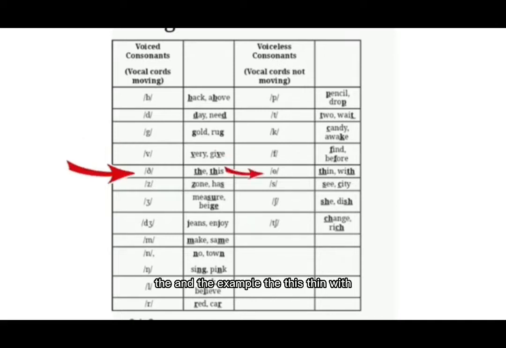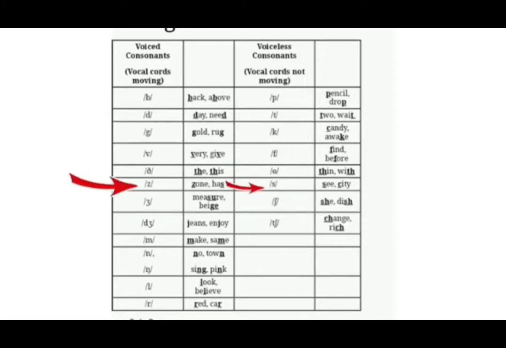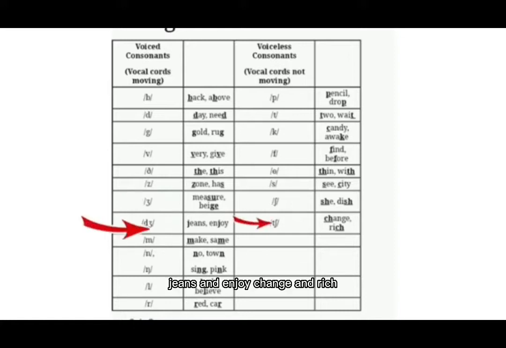The voiced and voiceless th, examples: the, this, thin, with. S and Z. See, city. Sh and zh, she and measure. Ch and j, change and enjoy. Change and reach. Other examples of consonants.